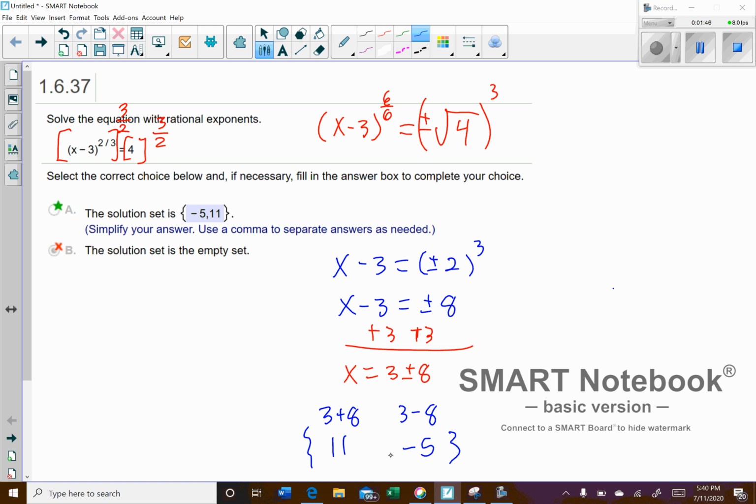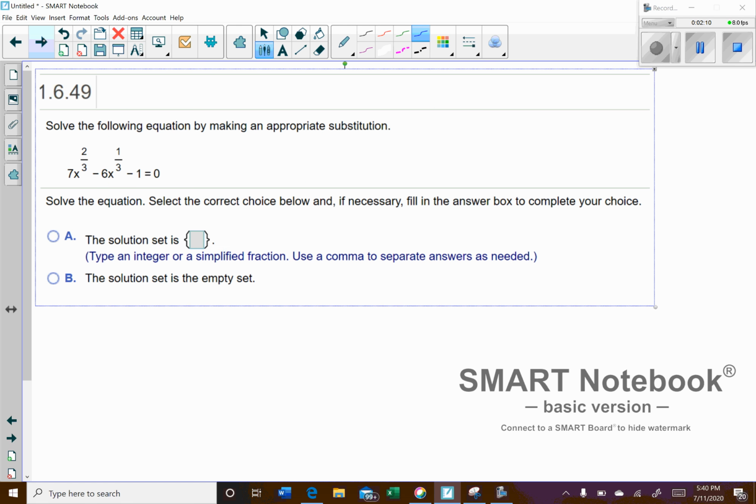Now, typically, you do want to check these to make sure they do work. I don't believe I gave any problems where they don't both work in this particular case. So with any of these fractional exponents, I think you're safe. I don't think you're going to have to worry about getting extraneous solutions. But okay, let's look at another one.